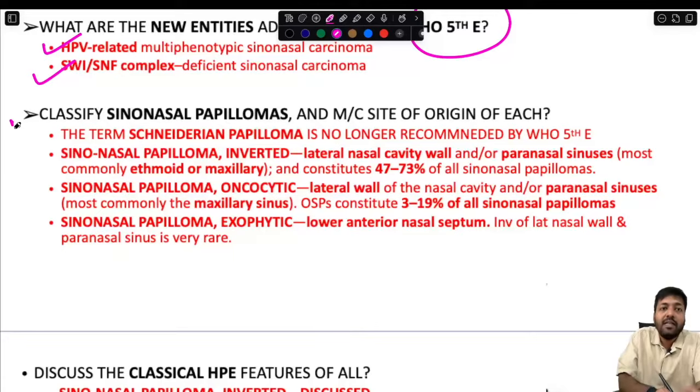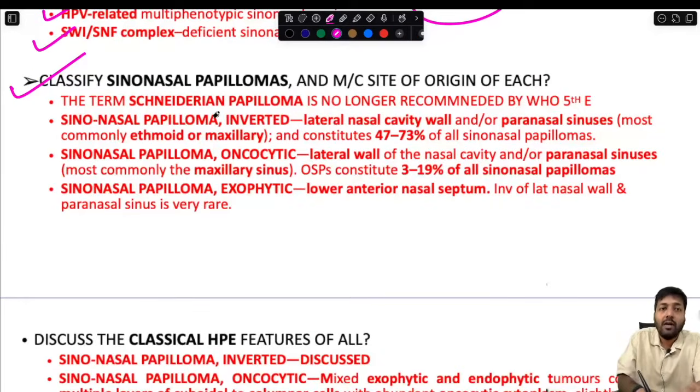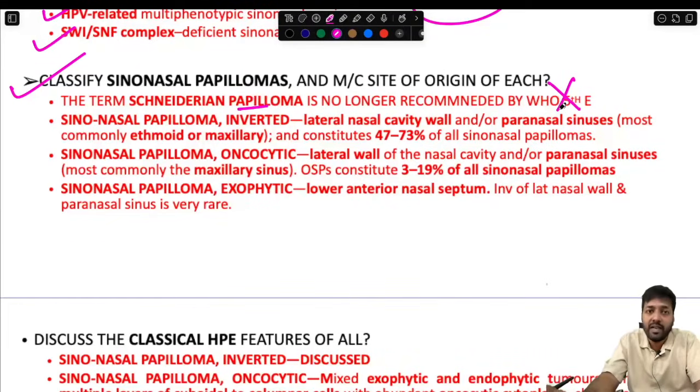Now classify the sinonasal papillomas and also state the most common site of origin of each. The term Schneiderian papilloma is no longer recommended by the WHO 5th edition. Remember this point. Although many examiners might ask you what is Schneiderian papilloma, you just say that it is basically sinonasal papilloma. There are 3 main types, and also state that currently the WHO is not recommending the use of this term.